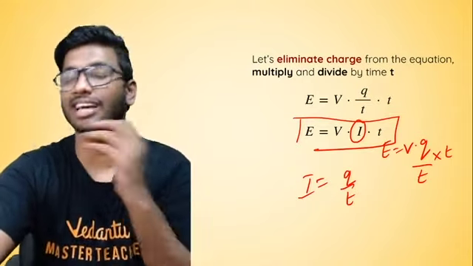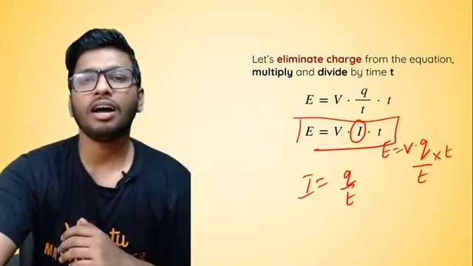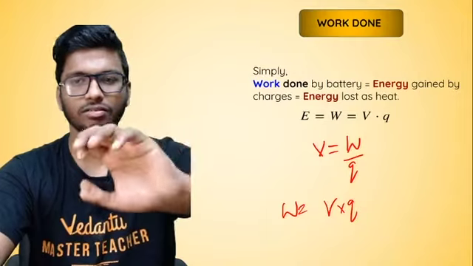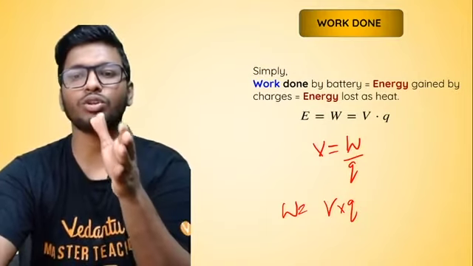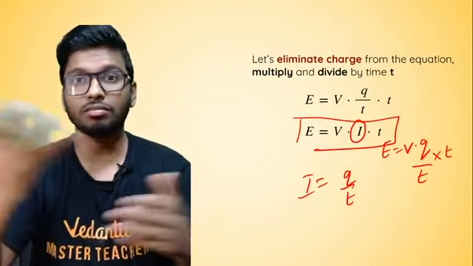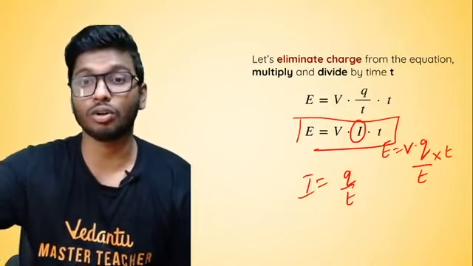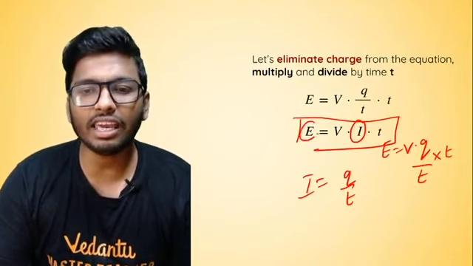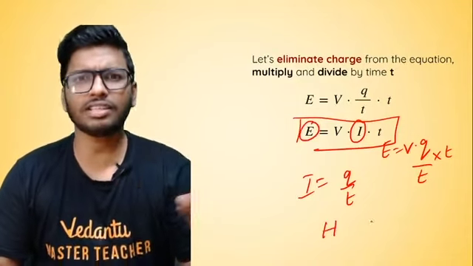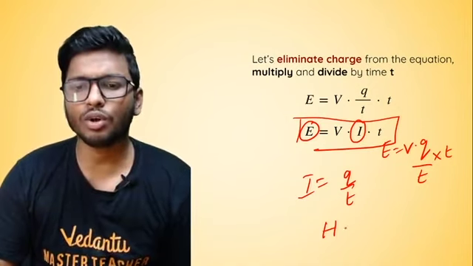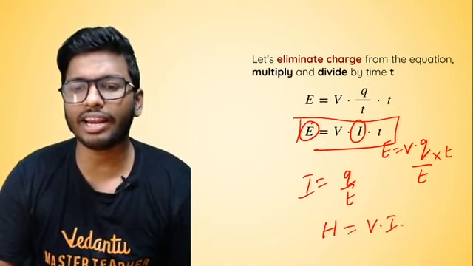So for how much of a time the current is flowing. Now the thing is this, guys, whatever is the energy gained by the charge is also the energy lost by heat. Because basically energy gained by the charge is also equal to the energy lost in the form of heat. So in place of E, I'll write it as H, because again, whatever energy the charge is gaining, it is also lost in the form of heat.